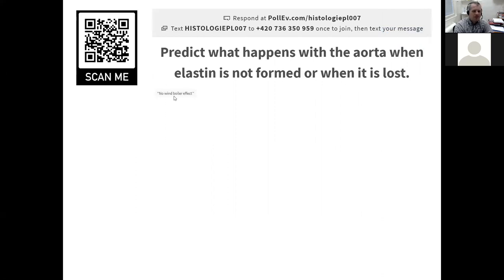No wind boiler effect. I'm actually not sure what wind boiler effect means in this context, but how would possibly the aorta react? What would be the consequence for the aorta as such? Well, I need to Google out what wind boiler effect means in this context. Sorry, I'm not familiar with the term.